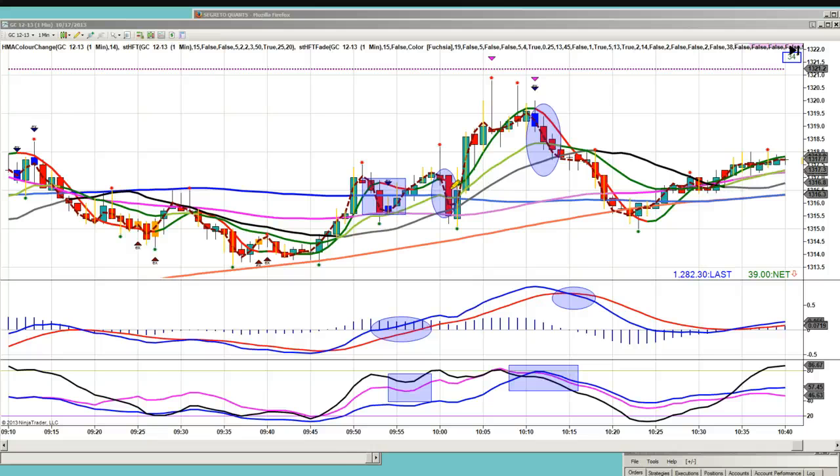What are the best contracts to do gap closes? You can do gap closes in pretty much any market at the end of the day, but the best contracts are gold, crude oil, and your Russell.